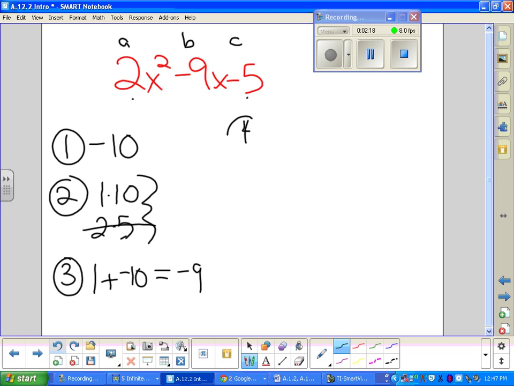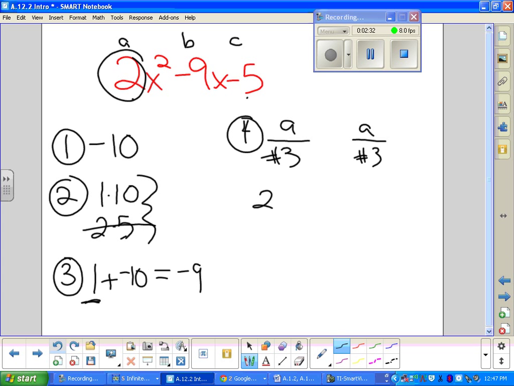Step 4 is making your fractions: it's a over your first number 3, and the second one is a over the second number 3. The value of a is 2. We know that from here. The value of my first number 3 is 1. The value of a for the second fraction is still 2, and the second number 3 is negative 10.